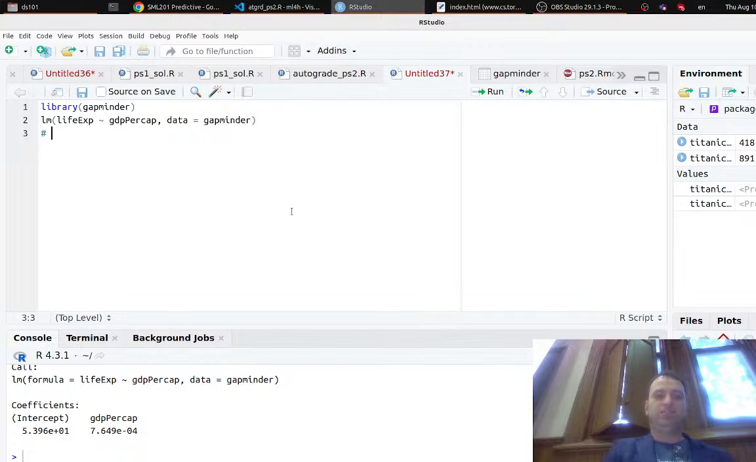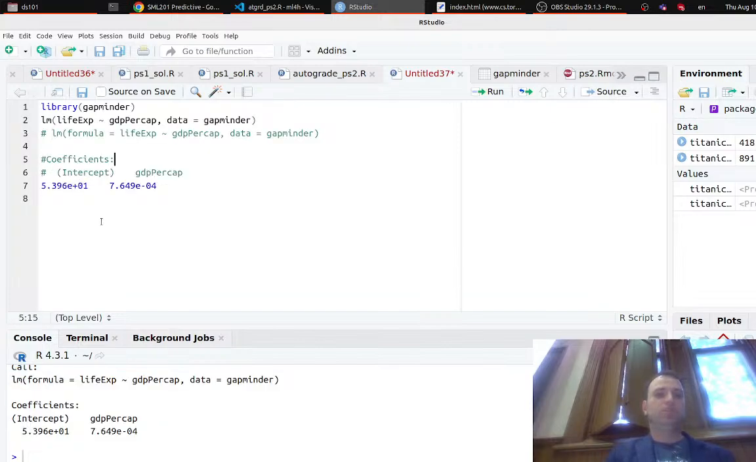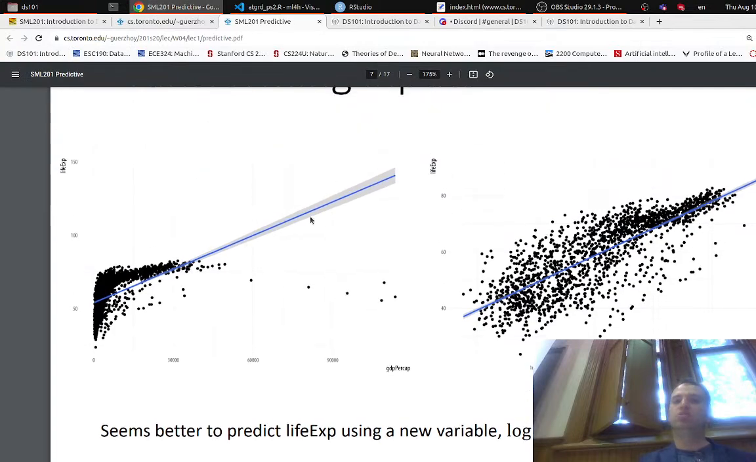So I'll copy this. This is saying the intercept is this much and the coefficient is this much. So this means that life expectancy is approximately the intercept plus this much times GDP per capita. This is the equation for the line here.